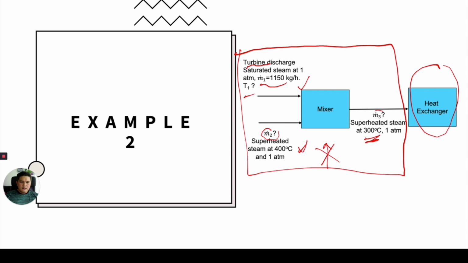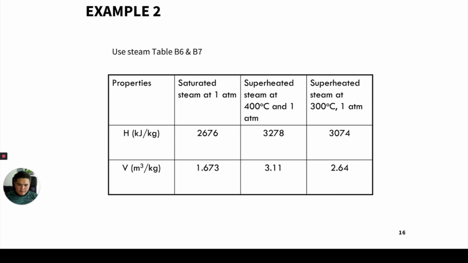So how do we do this? Remember, after we do the flow sheet, the flow diagram, we draw the flow chart. The next thing is to try to solve the material balance before we proceed with the energy balance.